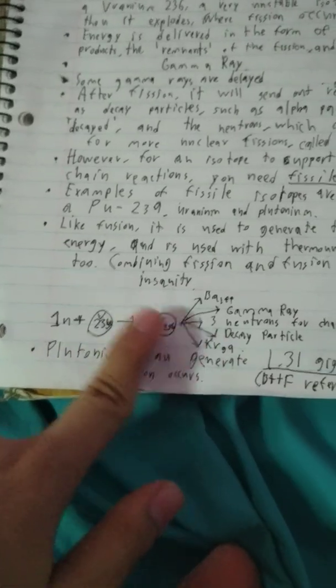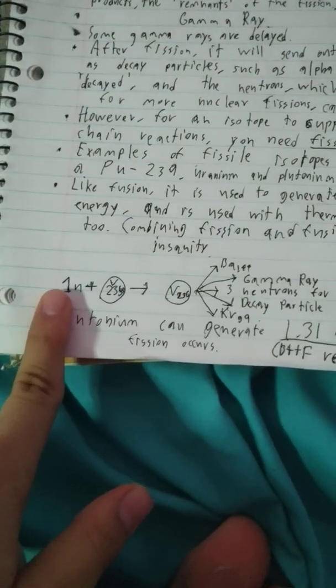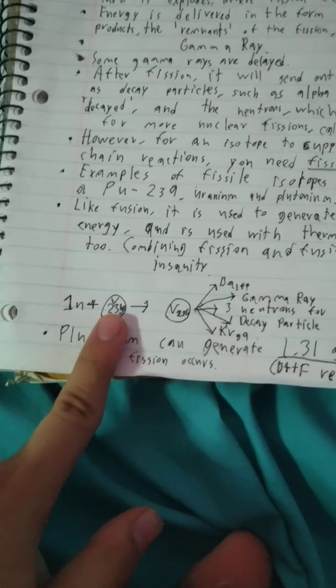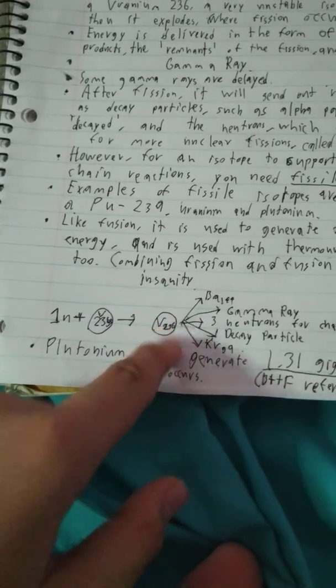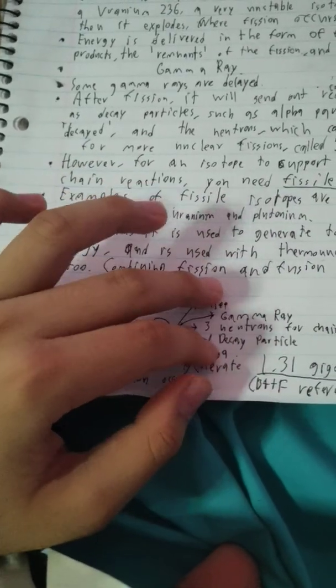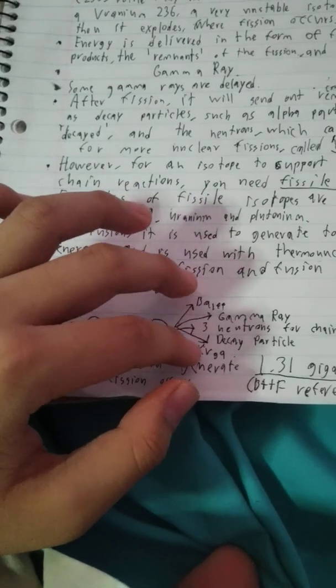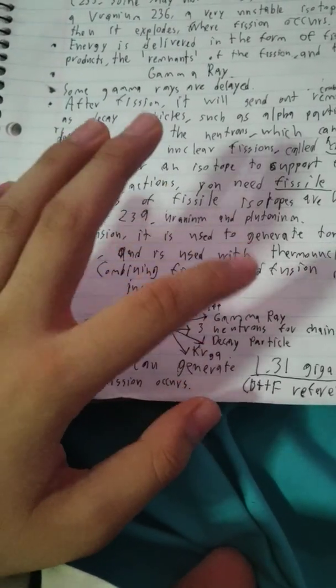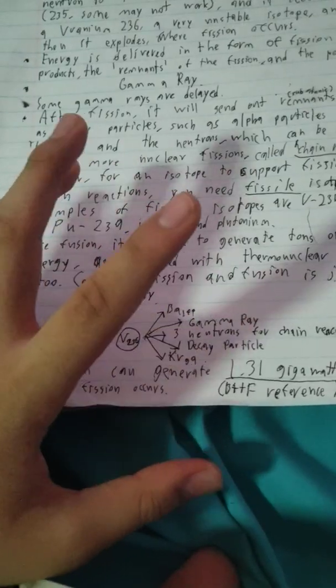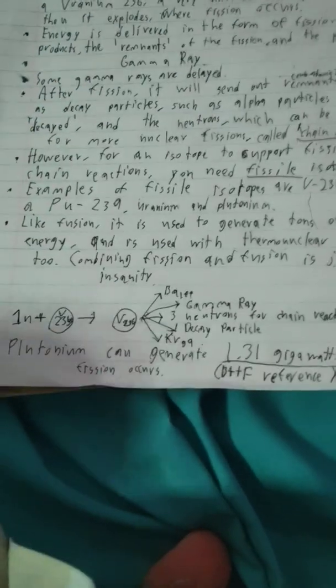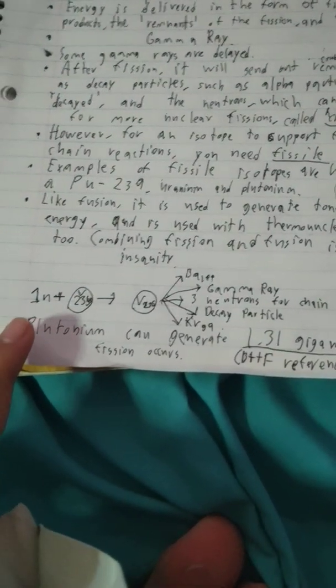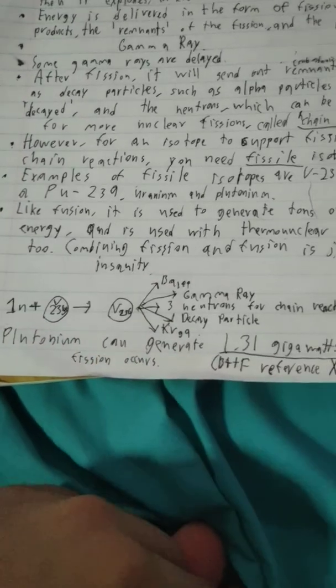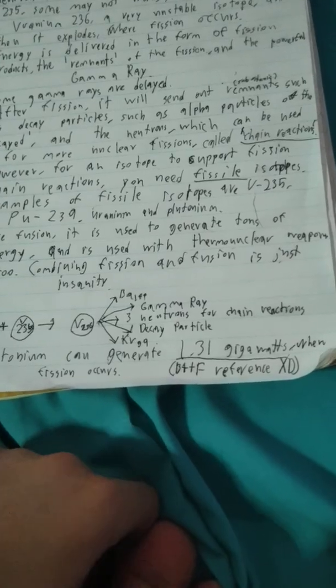As you can see here, we add one neutron to uranium-235, and then it becomes uranium-236, and fission occurs. Therefore, it becomes barium-144 and krypton-89, and some gamma rays, 3 neutrons for chain reaction, and decay particles. Also, this is a Back to the Future reference. Plutonium can generate 1.21 gigawatts when fission occurs. That's a Back to the Future reference as well.